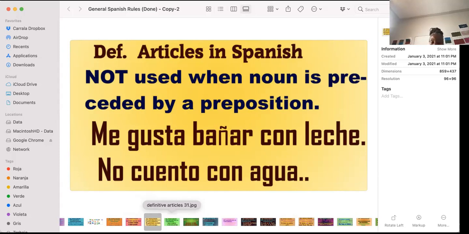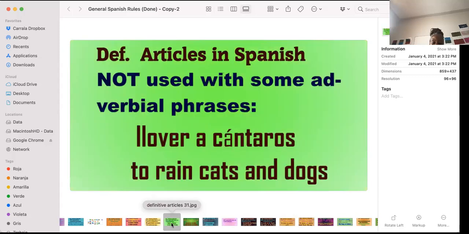Okay? No article. So that means I like to bathe in milk or with milk. In English, you don't. No cuento con agua. I don't have any water, so. Here we go. Not used with some adverbial phrases.